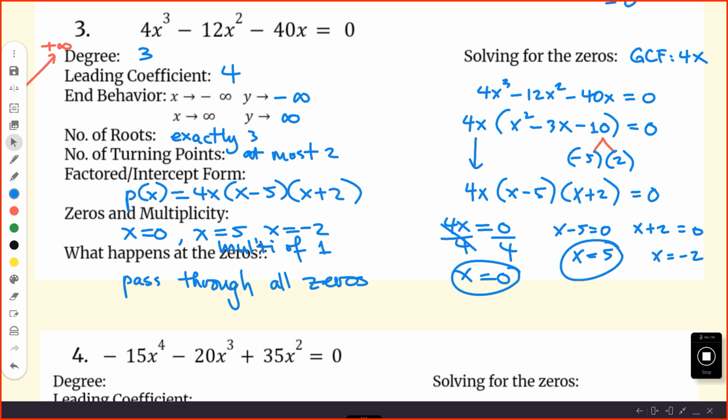Where did you get the x equals 0 from? From the 4x. Yes. So remember you set each factor to 0. So if you set 4x equals 0 and solve for x, you divide by 4. 0 divided by 4 is 0. Any questions? All right, so I want you to try number 4.